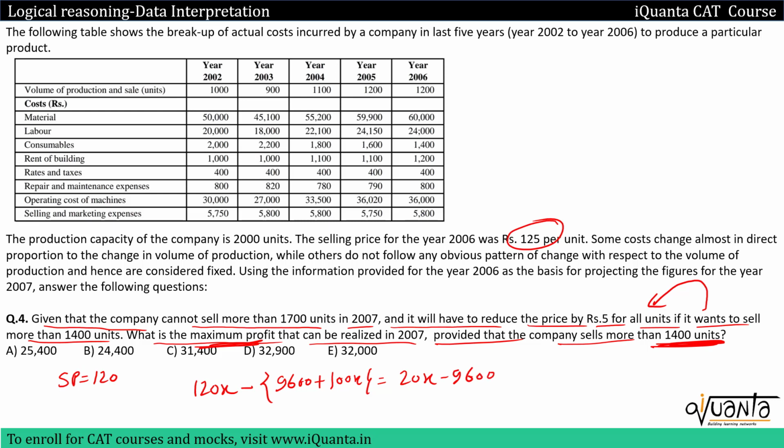In the question it is asking us what can be the maximum profit that can be realized in 2007. So to maximize the value of profit, we will have to maximize the value of x. What can be the maximum value of x? As per the question, it can be maximum 1700 units because the company cannot sell more than 1700 units. So when you put x equal to 1700 here, you will be getting option B as the correct answer, 24400. So this will be the maximum profit. So all the questions were very easy. The only point here was to understand which cost will be fixed and which will be non-fixed.